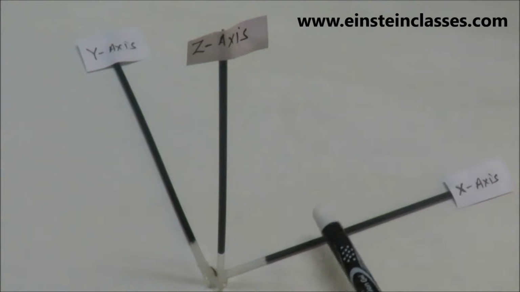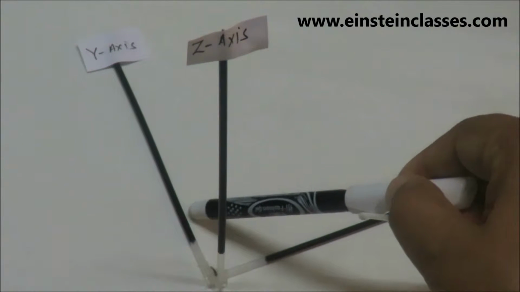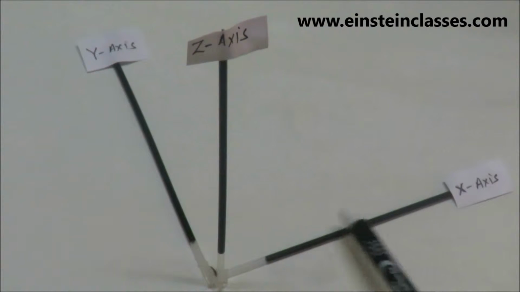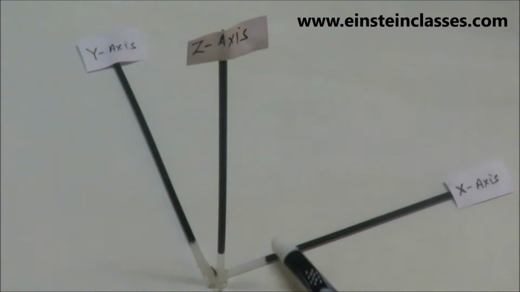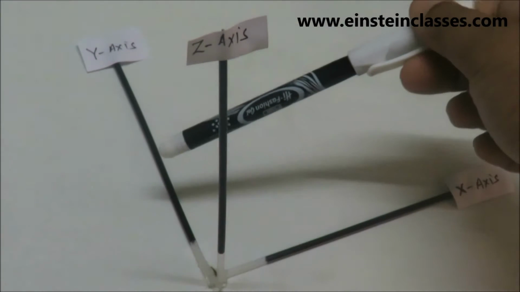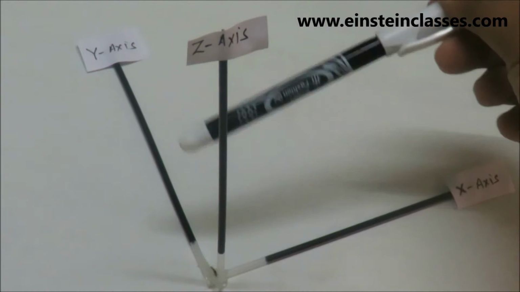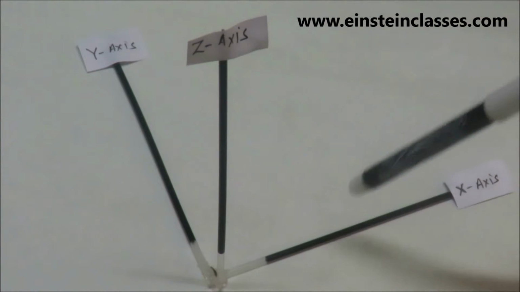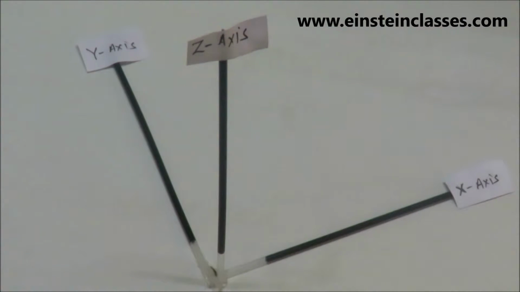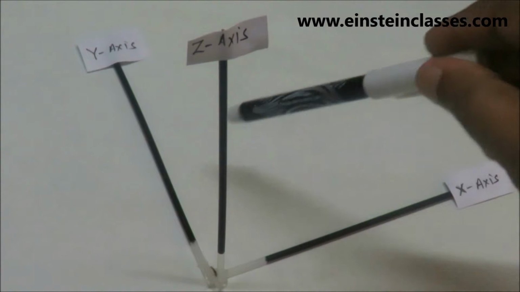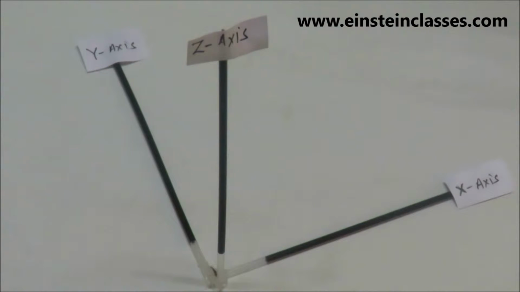You can see that the x-axis and y-axis are perpendicular to each other. X-axis and z-axis are perpendicular to each other. Y-axis and z-axis are perpendicular to each other, and hence these three axes are mutually perpendicular to each other. That's why this type of system is called the rectangular coordinate system.